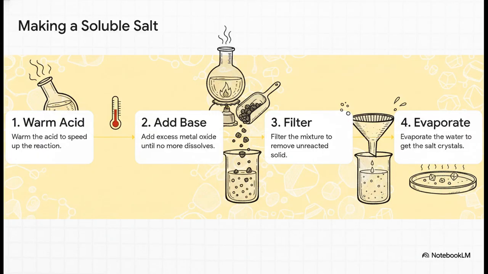First, you warm up the acid to get things going faster. Then you keep adding your base, in this case a solid metal oxide, until no more will dissolve. That's your clue that the acid is all used up. You filter out the extra solid, then gently evaporate the water away, and voila, you're left with pure salt crystals.